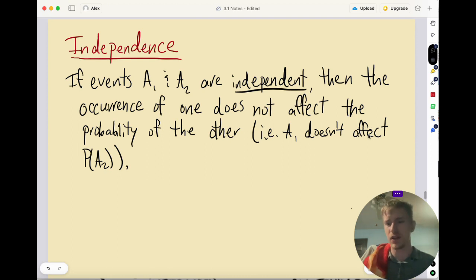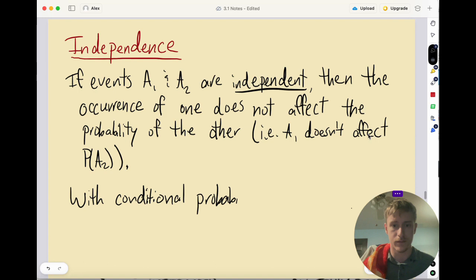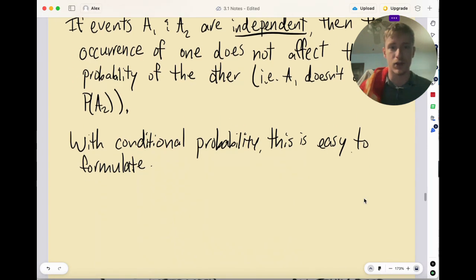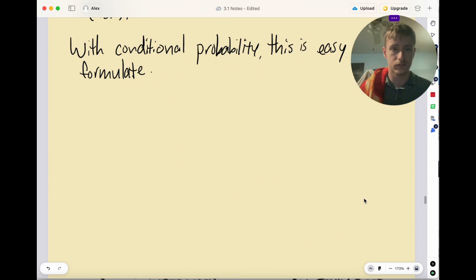Okay, so this might seem a little out of left field, but with the discussion on conditional probability, this is extremely easy to formulate into a definition. We can go ahead and just take this as a definition.